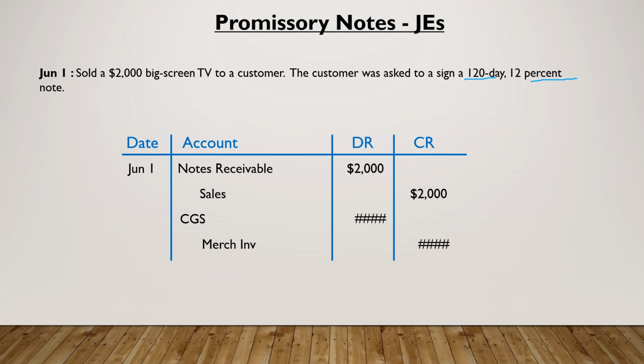This entry is just like a normal credit sale, save the debit going to notes receivable instead of accounts receivable. While the following information is not provided, don't forget that the sale of merchandise inventory also necessitates expensing the inventory off the books.